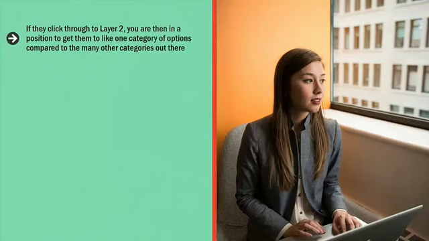If they click through to layer 2, you are then in a position to get them to like one category of options compared to the many other categories out there. By the time they click on to layer 3 and they see the comparison, you pretty much have established a decent level of trust. Do you see how this works?